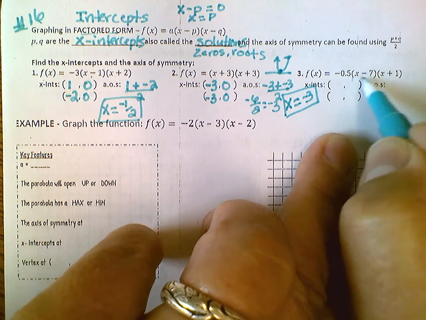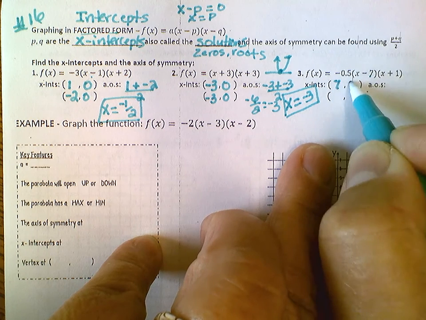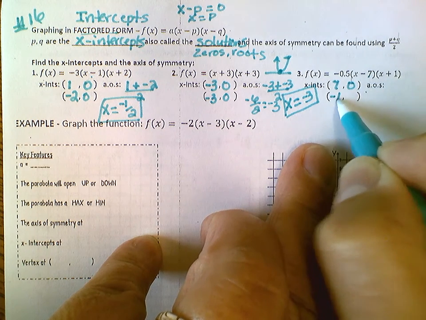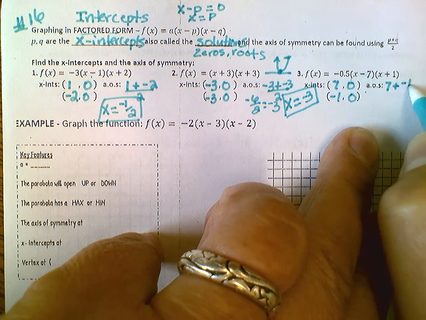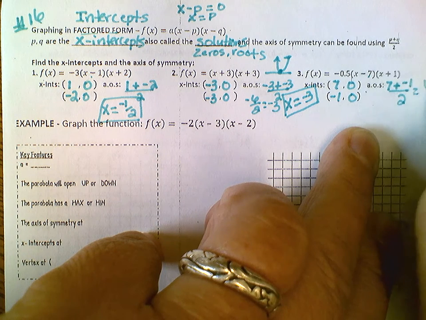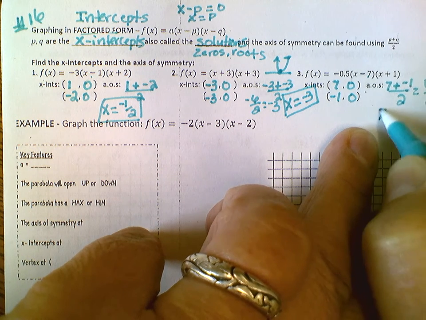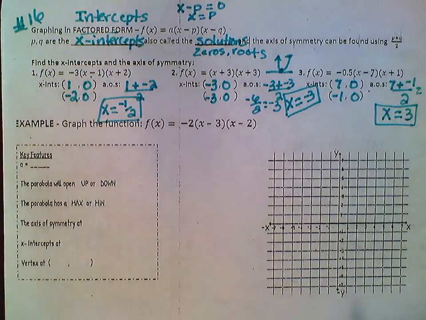And for this last one, my x-intercepts are at (7, 0) and (-1, 0). If I add 7 plus -1, that is 6, divided by 2 gives me x equals 3 for my axis of symmetry.